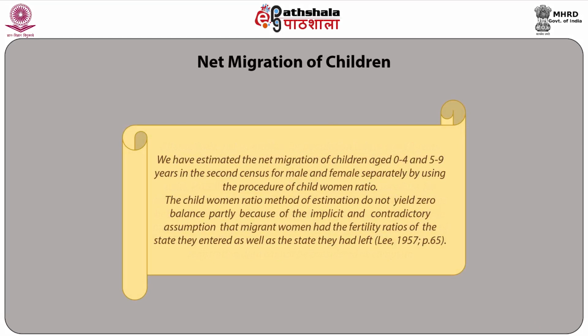We estimated the net migration of children aged 0 to 4 and 5 to 9 years in the second census for males and females separately by using the procedure of child-woman ratio. The child-woman ratio method of estimation does not yield zero balance, partly because of the implicit and contradictory assumption that migrant women had the fertility ratios of the state they entered as well as the state they left. Lee 1957.